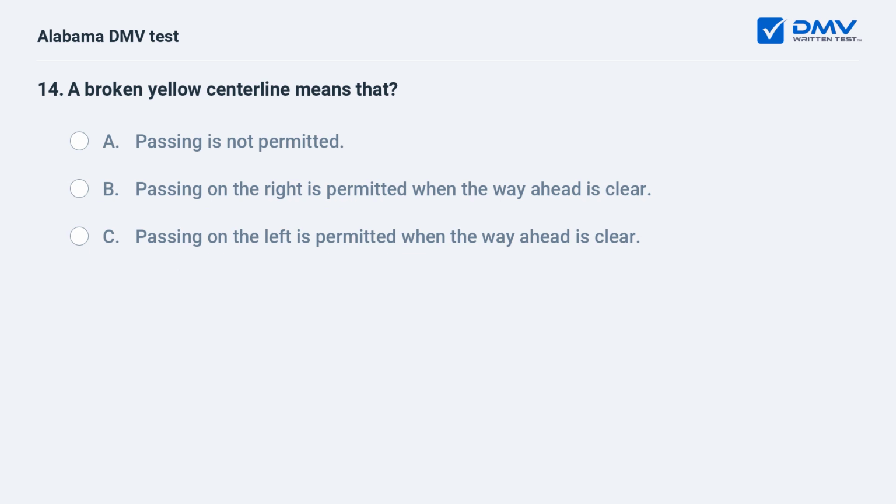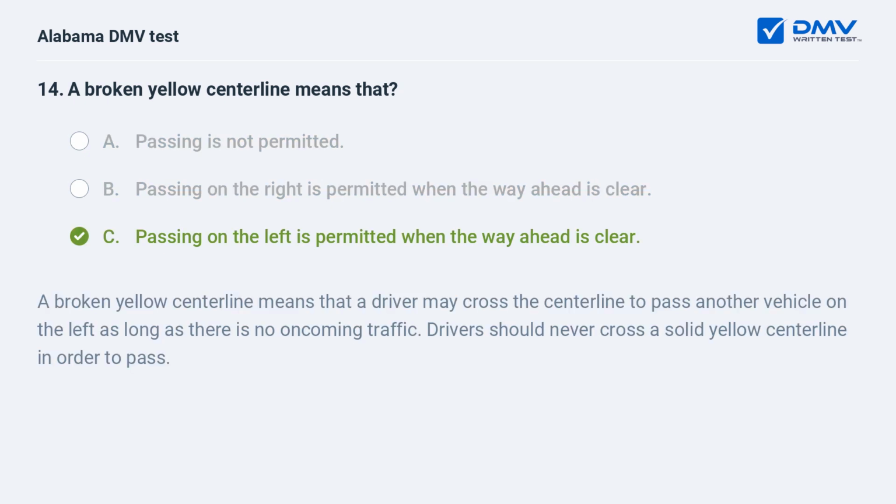A broken yellow centerline means that A. Passing is not permitted. B. Passing on the right is permitted when the way ahead is clear. C. Passing on the left is permitted when the way ahead is clear. The answer is C. A broken yellow centerline means that a driver may cross the centerline to pass another vehicle on the left as long as there is no oncoming traffic. Drivers should never cross a solid yellow centerline in order to pass.